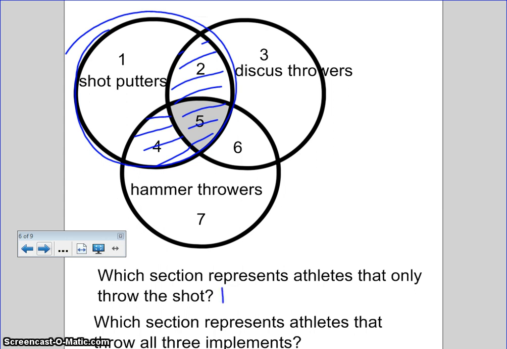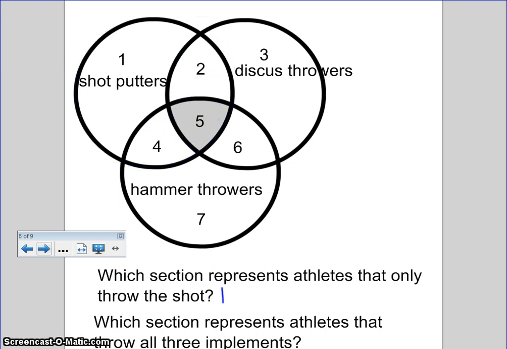And then the bottom question, if you can see that, it says, which section represents athletes that throw all 3 implements? The ones that are throwing all 3 implements are going to be the ones right here in this middle section, section 5, because that's the only one that's a part of the discus circle, a part of the shot put circle, and a part of the hammer circle. So anybody in section 5 throws all three implements.